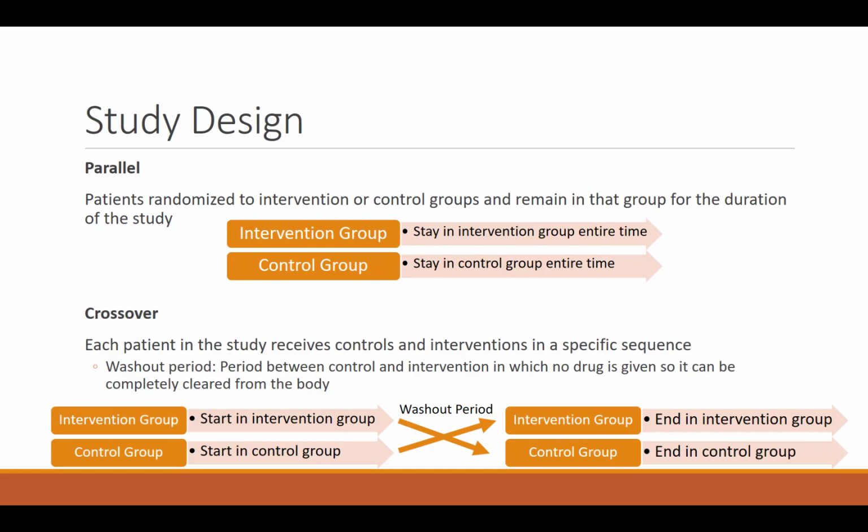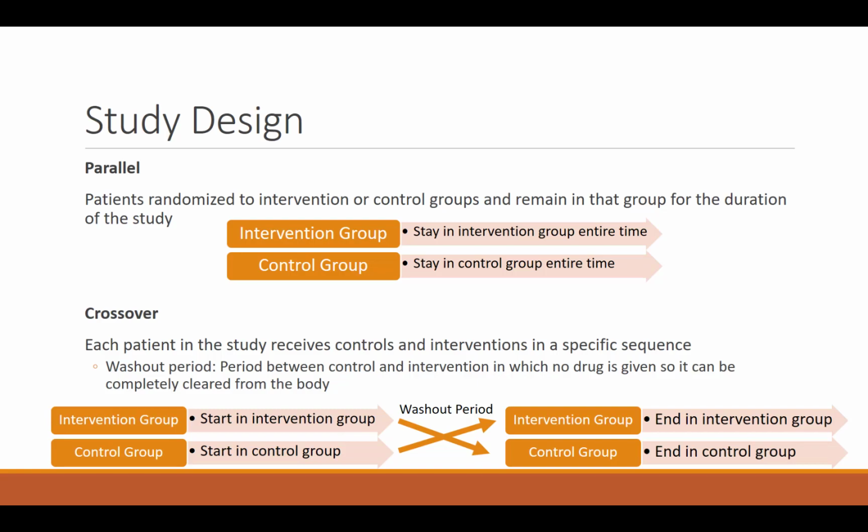You can see that the 2 groups kind of go in parallel with no crossing over throughout the study. This is probably the most common type of study design. The other type that we'll mention is a crossover study, in which each patient in the study is going to receive the control and the intervention in a specific sequence.